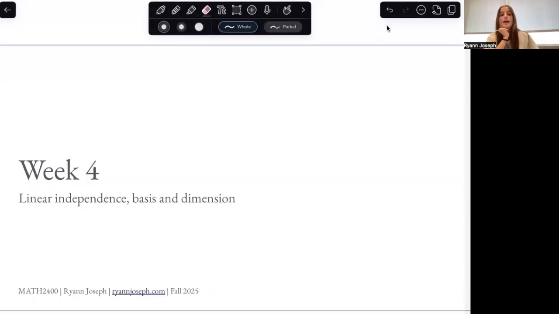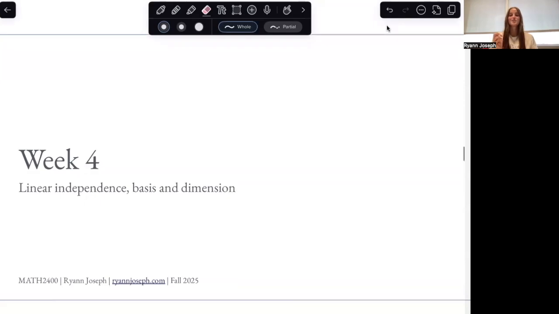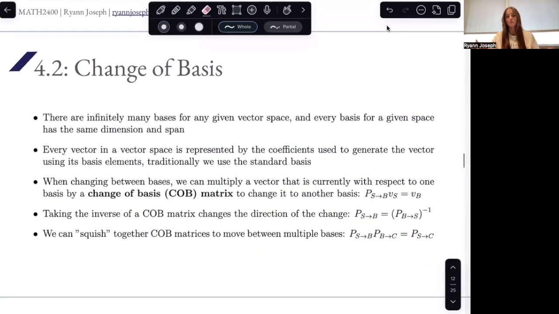Continuing on with week 4 after we've covered the idea of linear independence, the beginning of the idea of bases and dimension and vector spaces and how these all go together. Now we want to say what happens if we change the bases. So week 4.2 is the context of change of basis.